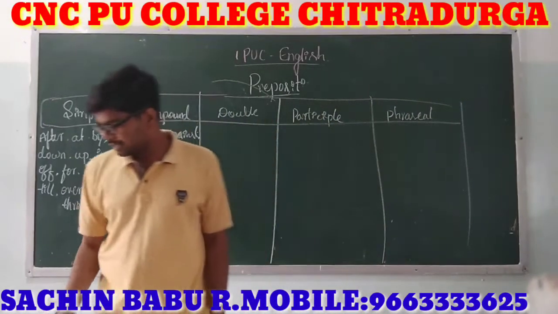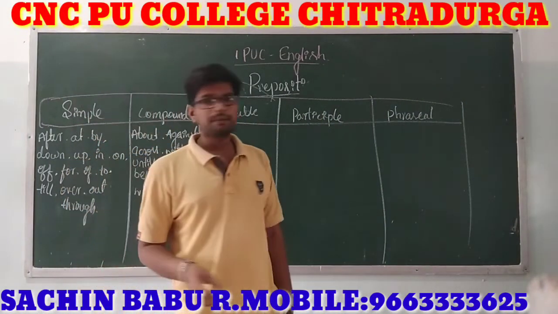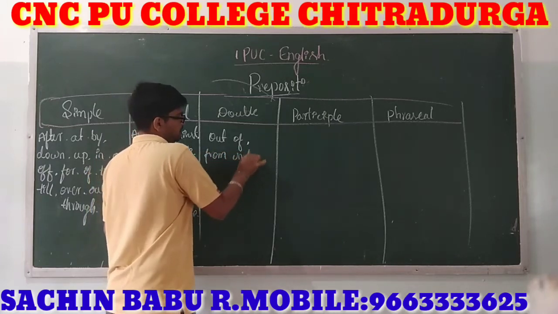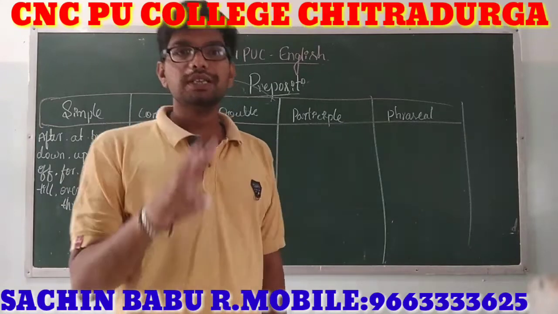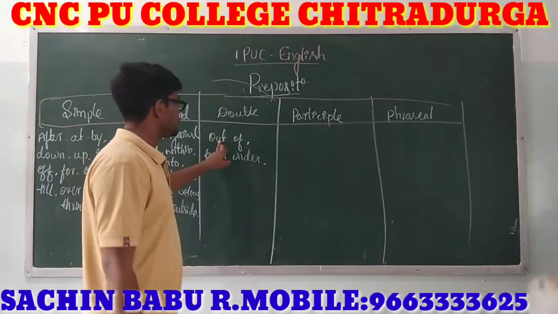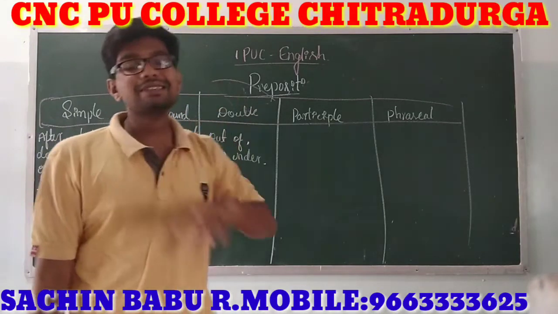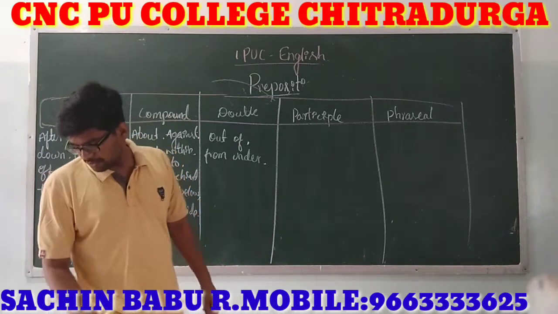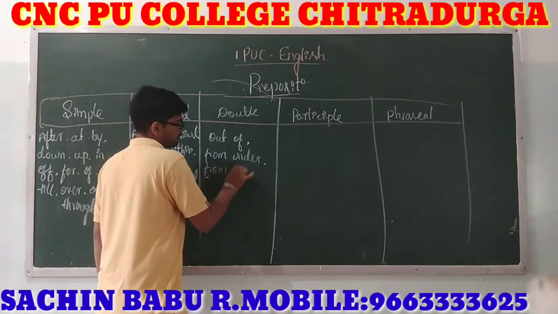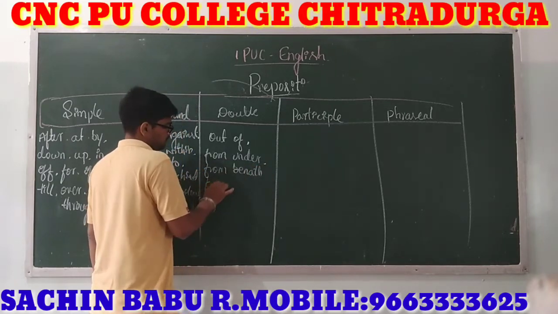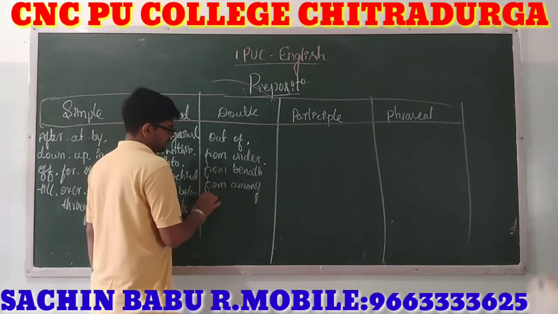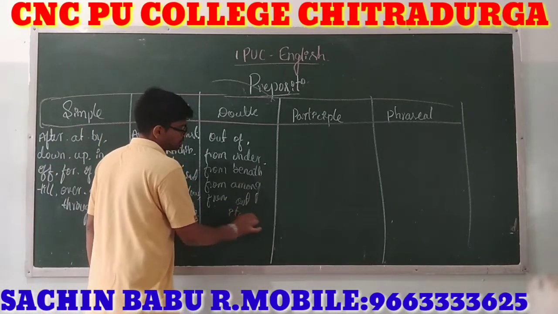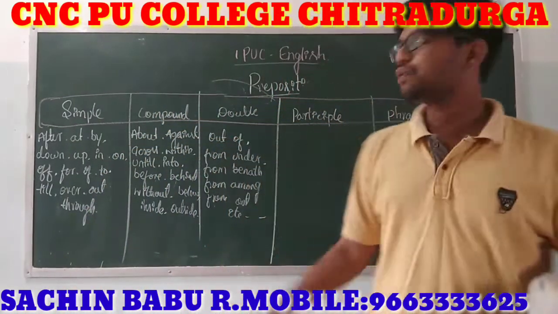And the next thing is the double preposition. Double prepositions are out of, from under, from beneath, from among, and so on. The word itself is saying double preposition. Here we use two prepositions together, because out is a preposition, of is a preposition, but in this context we are using them as a double preposition in a single sentence. So we can use several prepositions for the double preposition.